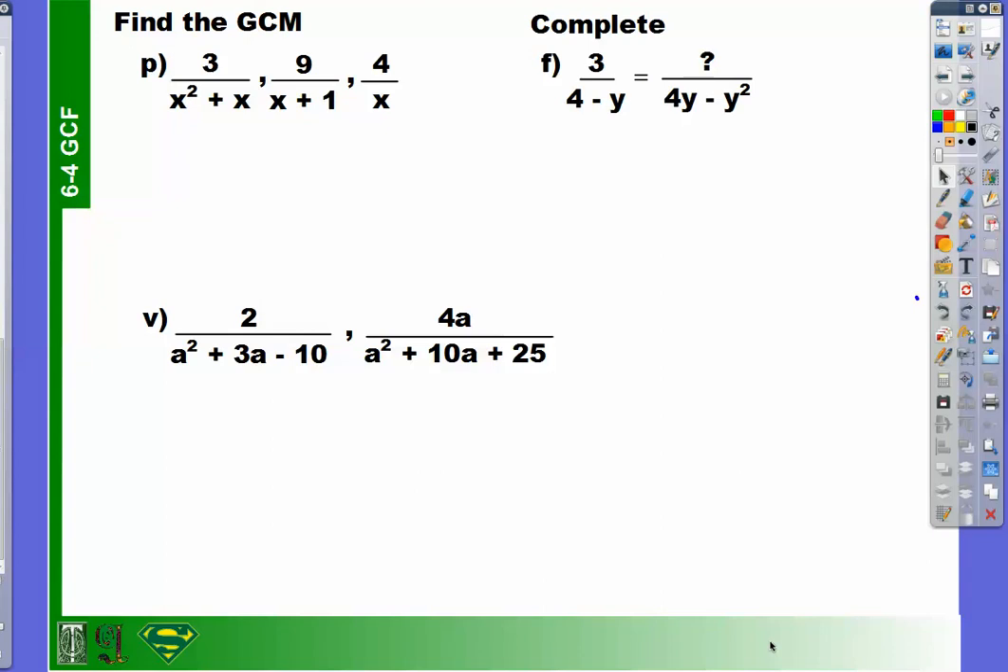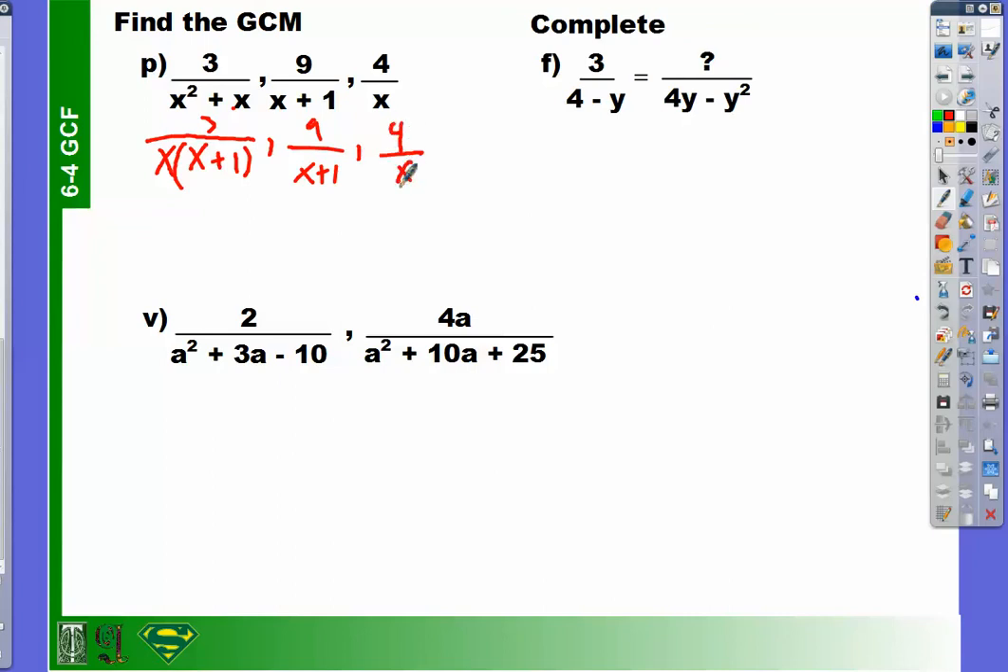Now we're going to find some greatest common monomials when we have polynomials here. So if I look at our first term, we're going to have to factor the denominator. And I notice x goes into both of them, so I have x times (x plus 1) over 3. And then here I have 9 over x plus 1. And over here, we still have 4 over x.